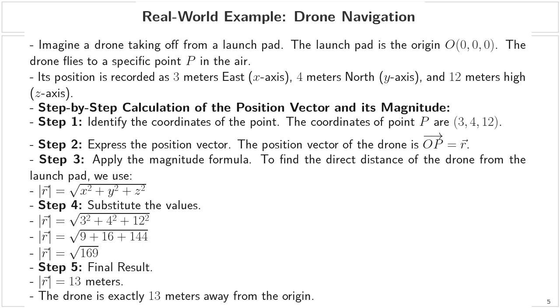Step 5. Finally, we find our result. The square root of 169 is 13. So the magnitude of our vector is 13 meters. This tells us that the drone is exactly 13 meters away from the origin. As we move to the next slide, keep this calculation in mind, as I will highlight some common pitfalls students often encounter when working with these types of problems.